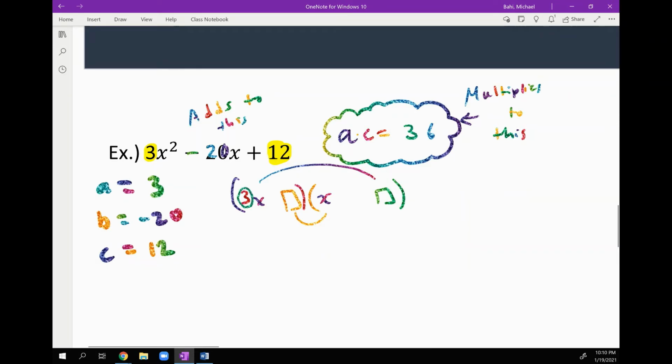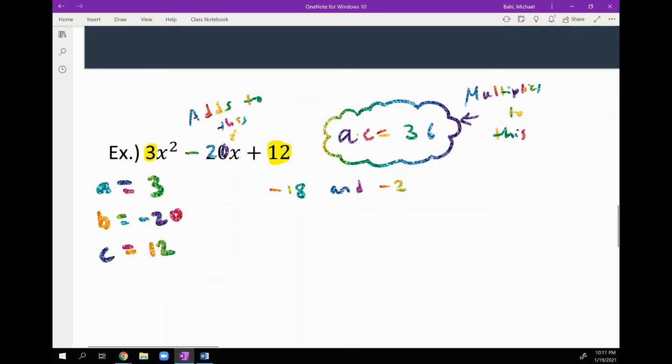And because there's a 3 over here, it makes you do a lot of guessing and checking. Nobody's got time for that. Come on, let's be for real now. So what the AC method does is that it skips that guessing and checking and gives us a concrete route as to how to approach this. So what multiplies to 36 and adds to negative 20? Those numbers would be, you got it, negative 18 and negative 2.